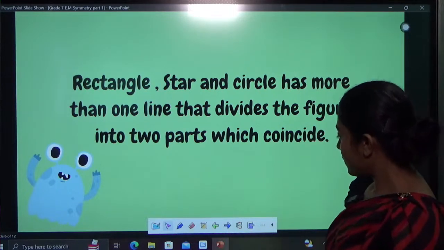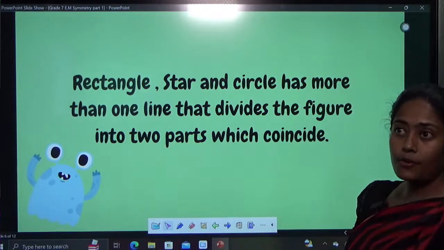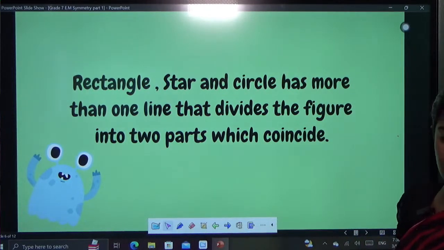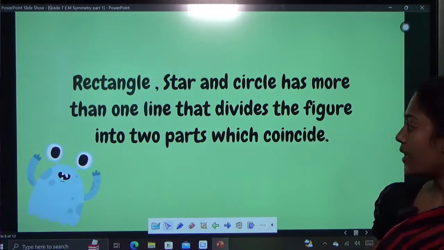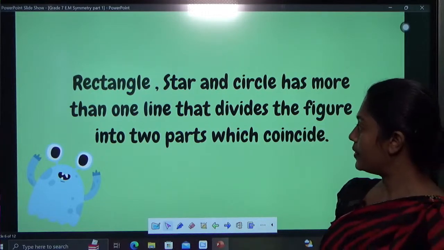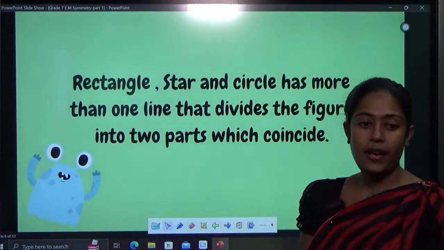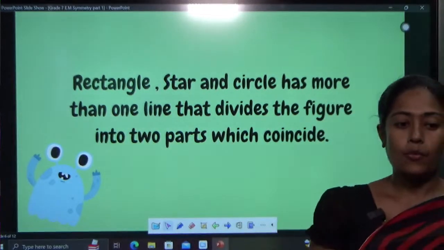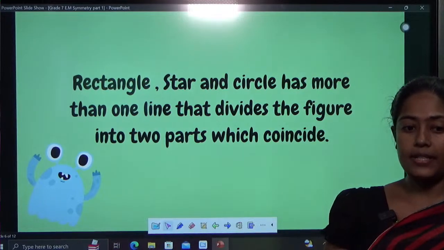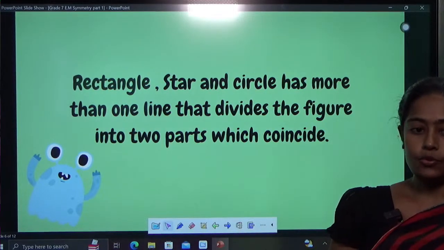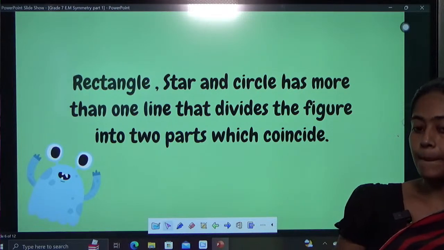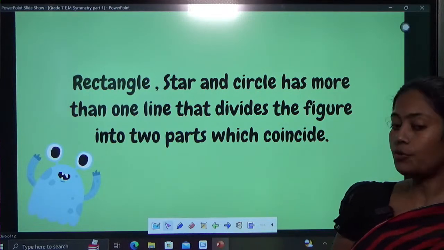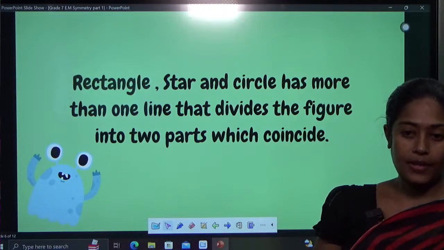Right? So you have to note down this in your writing book. Now you have drawn those 4 figures. Under that you have to note down this. Rectangle, star and circle has more than one line that divides the figure into two parts which coincide. Okay. I'll give you 2 minutes for you to note down that.